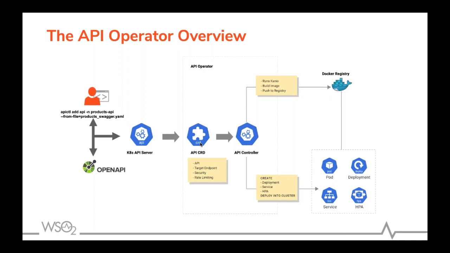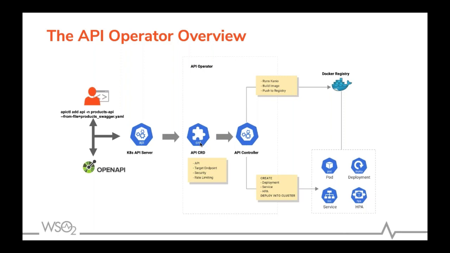Then we gave the Swagger definition to the API command line tool. Once you deploy that in Kubernetes, you will get an API gateway that runs in a pod in Kubernetes. So that's the basic flow that will happen, and the user is giving a Swagger definition to the API command line tool.